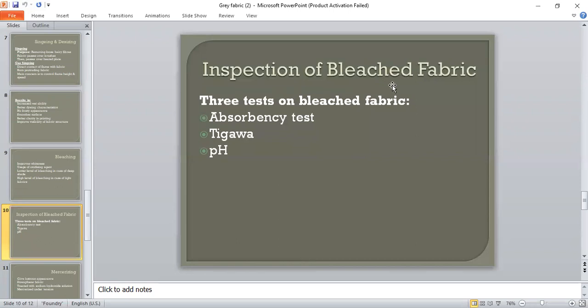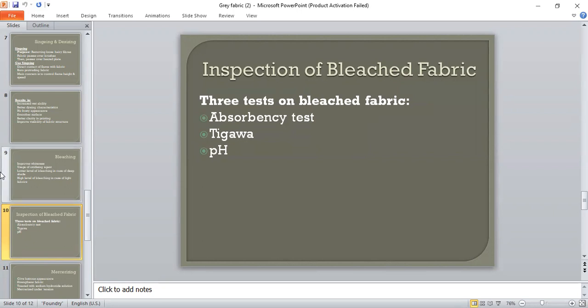The next is inspection of bleached fabric. There are three tests done on the bleached fabric. First is the absorbency test, second is the Tegewa test, and third is pH. The absorbency test is carried out after bleaching. For better quality, the absorbency level must be higher than or equal to 3.